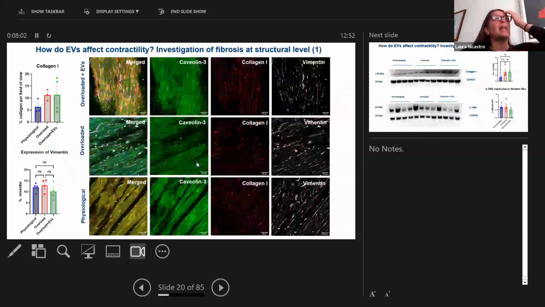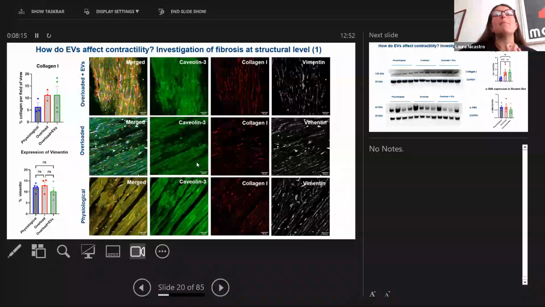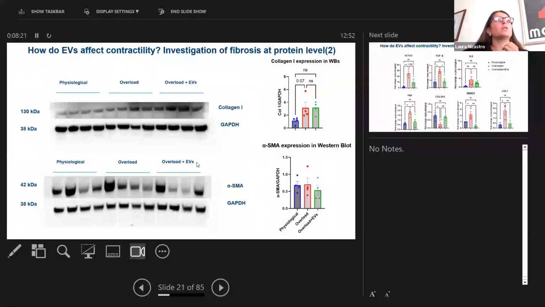Then we moved on to analyzing the fibrosis remodeling aspect, and we saw at structural level there was no significant difference between the three groups in collagen accumulation or expression of vimentin, which is proliferation of stromal cells. The same effect was seen at protein level when we quantified for collagen 1 and alpha-SMA, which stands for activation of fibroblasts, even though here we had a trend towards an increase in collagen between physiological and overloaded slices.